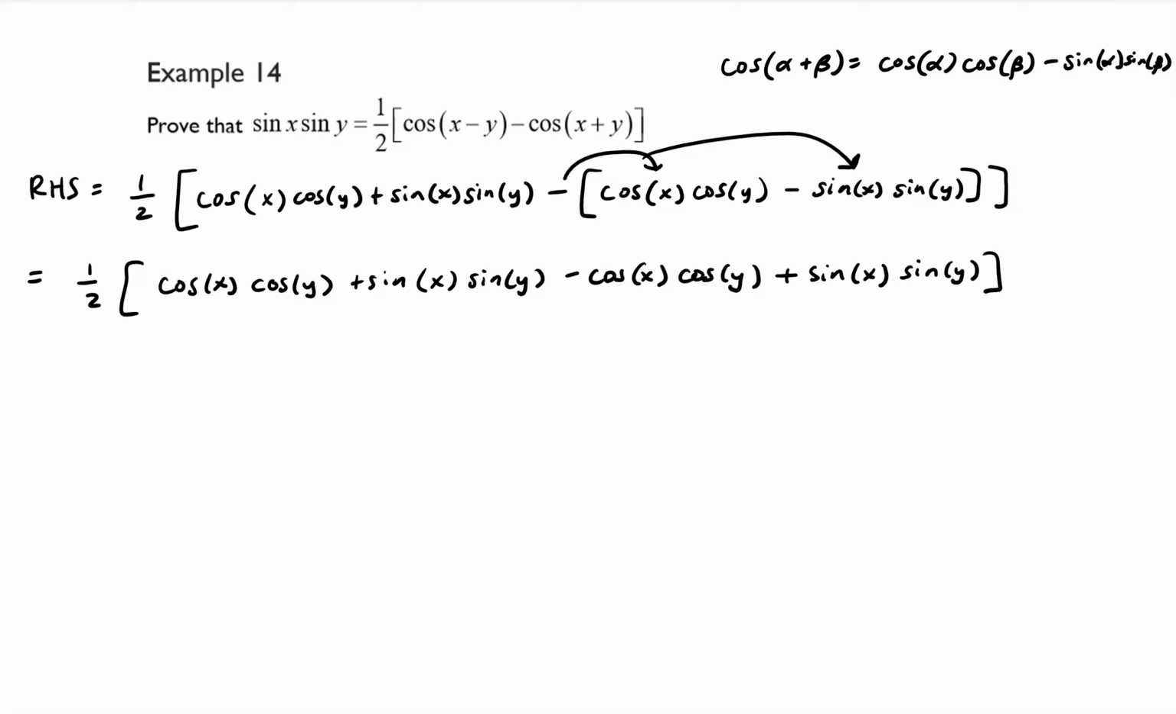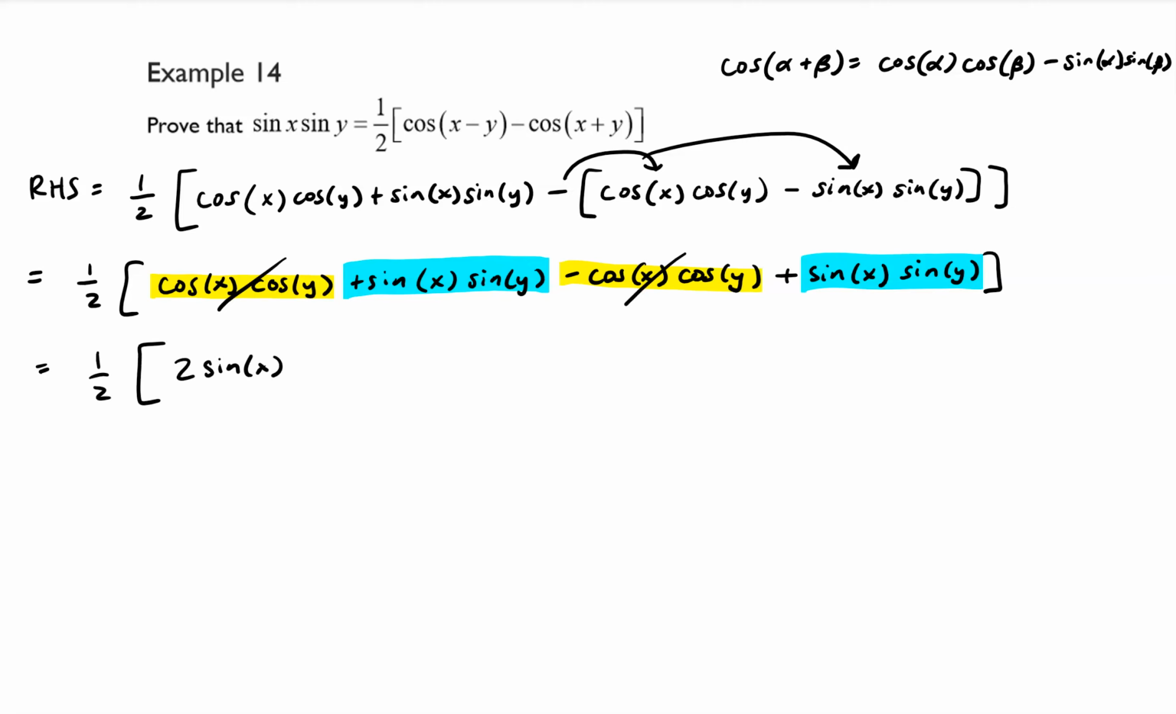Okay, that works out really nicely because notice we have cosine of x cosine of y here and then minus cosine of x cosine of y. So those are like terms and those will cancel out. And then here we have the same exact things. So this will equal 1/2. Those will cancel and we get 2 times sine of x times sine of y. And the 2 and the 1/2 will divide. And that's just going to equal sine of x times sine of y, which is equal to the right-hand side, and we are done with that example.